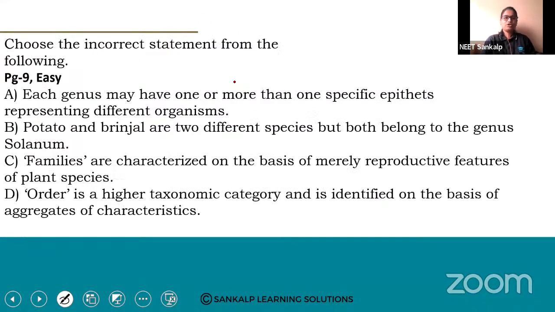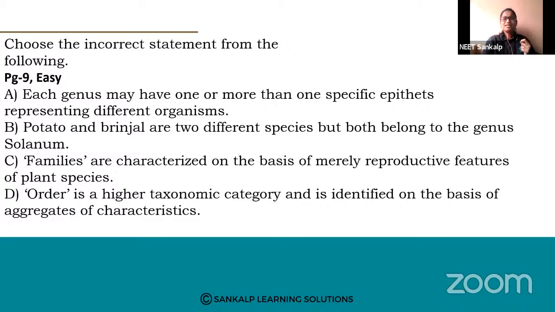Right. Next question. Choose the incorrect statement from the following. So there are 4 statements. You have to choose incorrect, which is the wrong one. Each genus may have one or more than one specific epithets representing different organism. Potato and brinjal are 2 different species, but both belong to the genus Solanum.